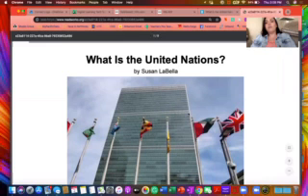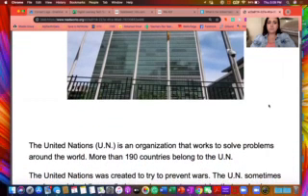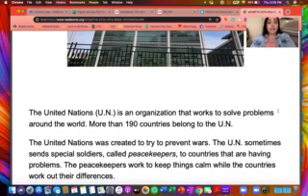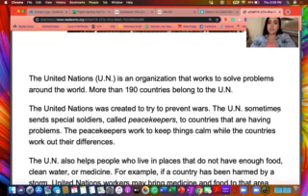All right, you guys, the article looks like this. It's called, "What is the United Nations?" The United Nations, or UN, is an organization that works to solve problems around the world. More than 190 countries belong to the UN. The United Nations was created to try to prevent wars. The UN sometimes sends special soldiers called peacekeepers to countries that are having problems. The peacekeepers work to keep things calm while the countries work out their differences.